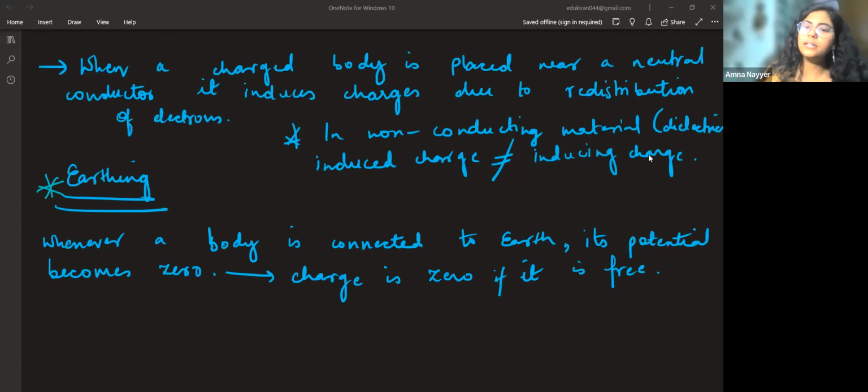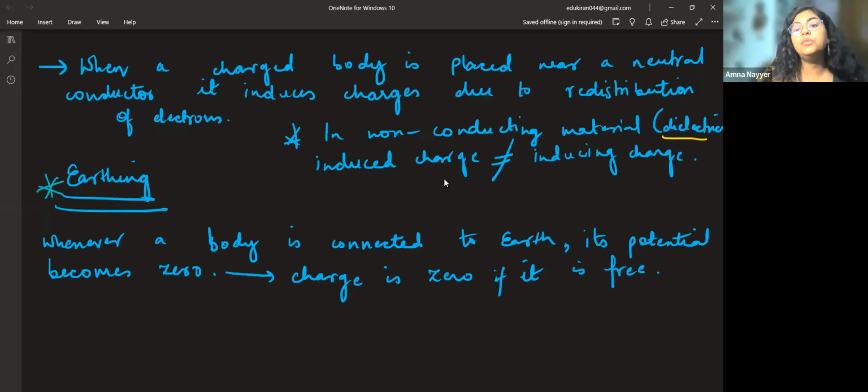In non-conducting materials, dielectric, induced charges. See, non-conducting material, it's better if you use the term insulator right now. You must all be familiar with the term insulator. Though the term dielectric we'll be studying in electric potential. Insulators do not allow conduction to occur, and they are known as non-conducting materials. And there is one specific type of these which is known as dielectrics. You have a full concept of dielectrics.